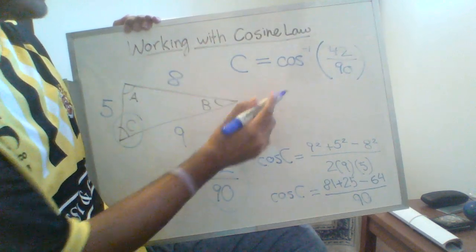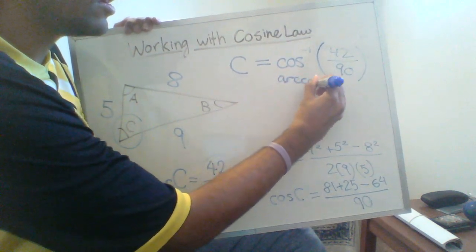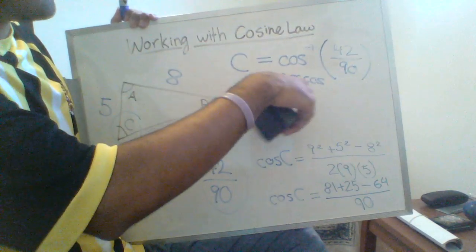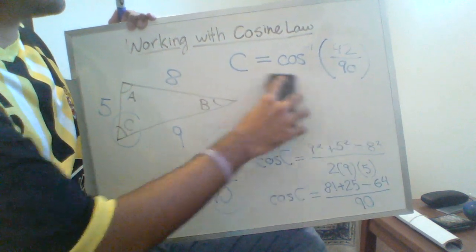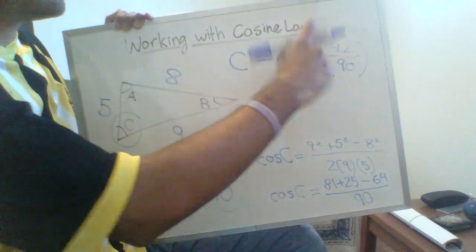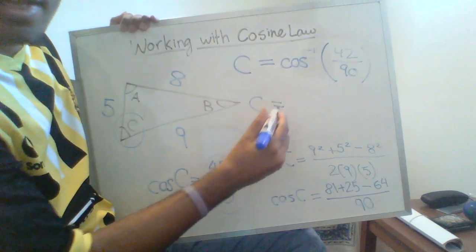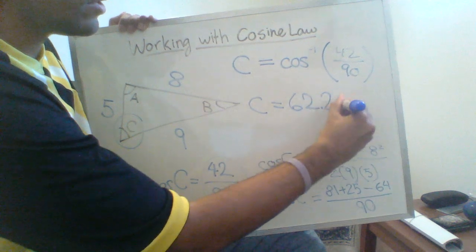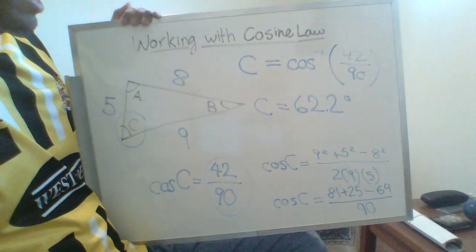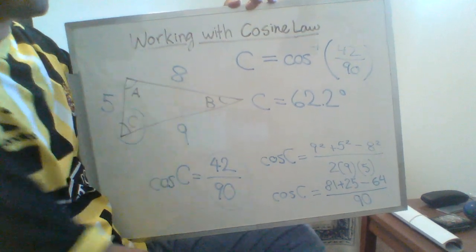This is how you would write it down, and either your calculator will say cosine inverse, or it might say arc cos instead, which is the same thing. Okay, so you can write cosine inverse or you can write arc cos of 42 over 90. Both of those are correct. And then your calculator does the rest of the work for you. You write cosine inverse, open bracket, 42 over 90, close bracket, and it will tell you that angle C is 62.2 degrees to 1 decimal place. Okay, so that's the answer to this. When you're given all three sides and no angles, this is how you can go about solving it.